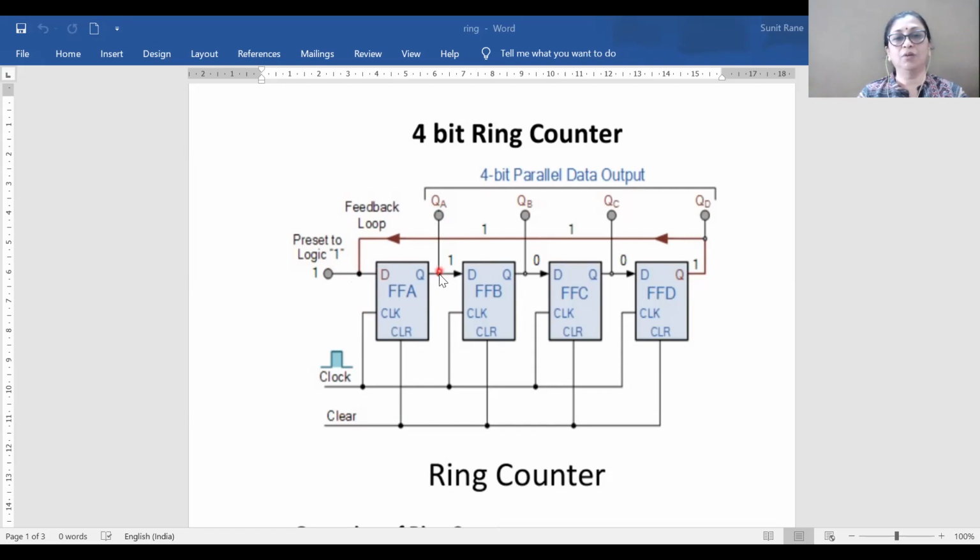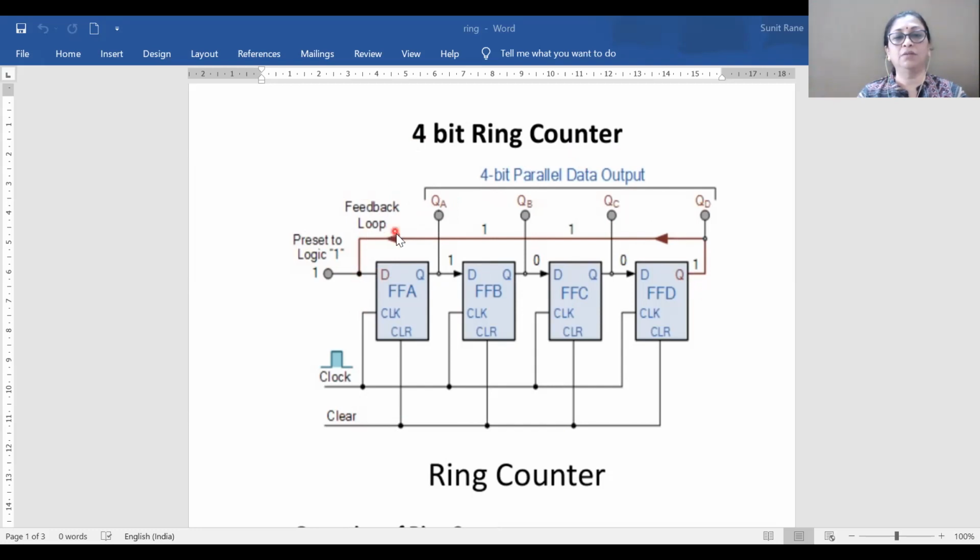Now here you can observe the output is taken as QA, QB, QC, QD. So 4-bit data is taken out in parallel here. Okay, so that is what you can observe about the 4-bit ring counter.